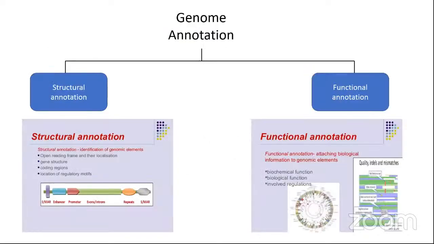Genome annotation can follow two different approaches: one is structural annotation, and one is functional annotation. In structural annotation, you assign the open reading frames and gene structures, coding regions, and regulatory motifs. For functional annotation, you identify the biological and biochemical functions associated with it, and the involved regulations.